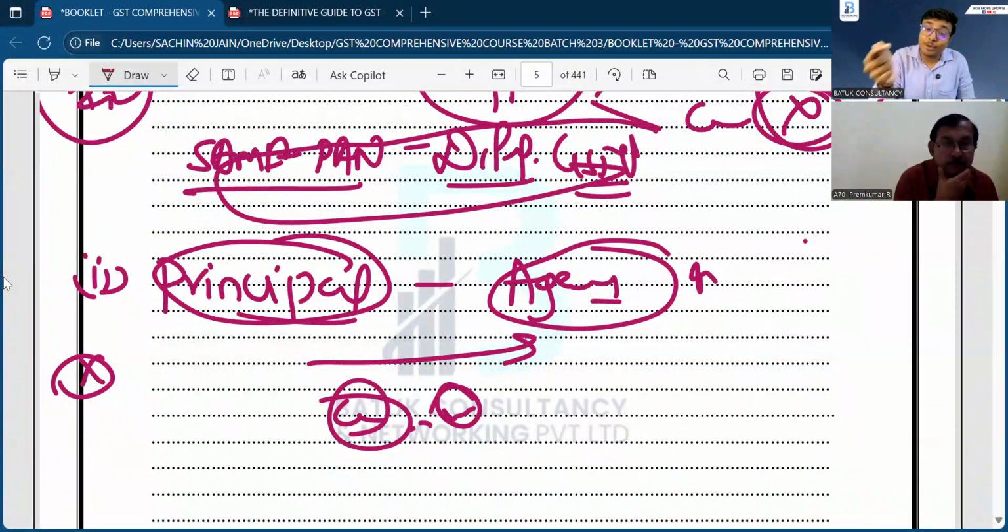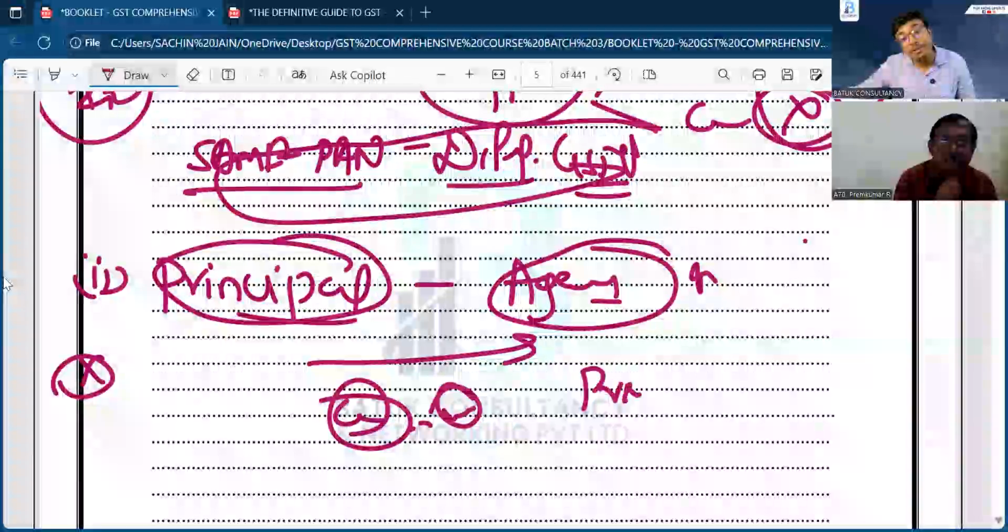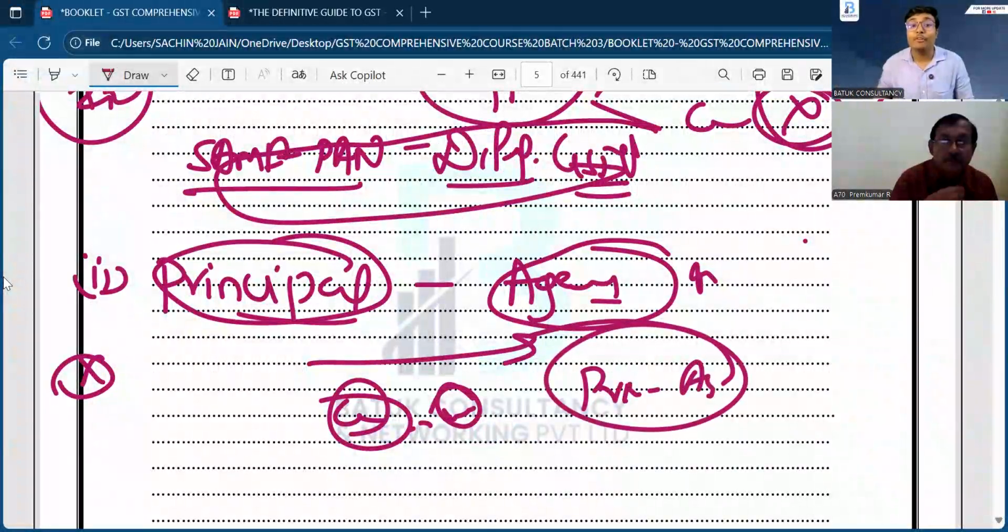So government has included this specific transaction in the exception list, that if there will be a transaction between the principal and agent without consideration, in that case also the same will be treated as supply.